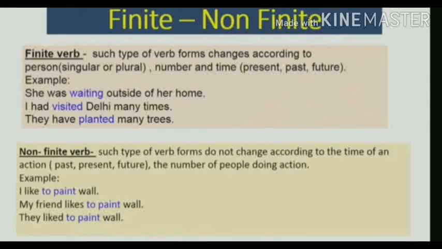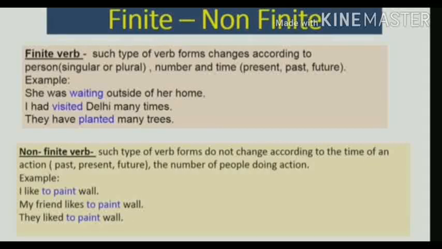Now, what are finite verbs and non-finite verbs? This is an important lesson. Finite verbs are verb forms that change according to person. Finite verbs change according to person, and we have persons in two types, singular and plural, and they also change according to number and time, like past, present and future. For example, she was waiting, so wait changed into waiting, so it is a finite verb. Now, I had visited, visit changed into visited, so it is finite. They have planted many trees, see, planted, again it is changed, so it is a finite form. Any verb that changes is called a finite verb.